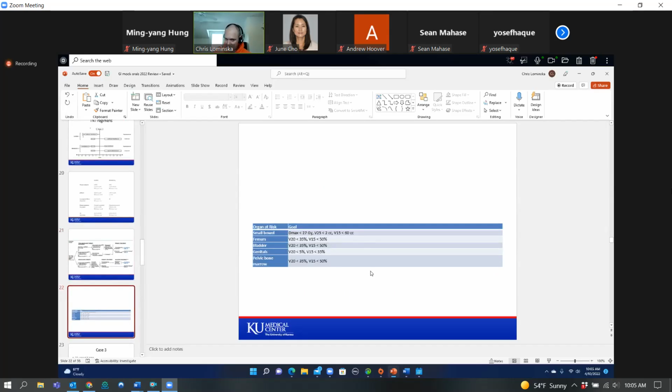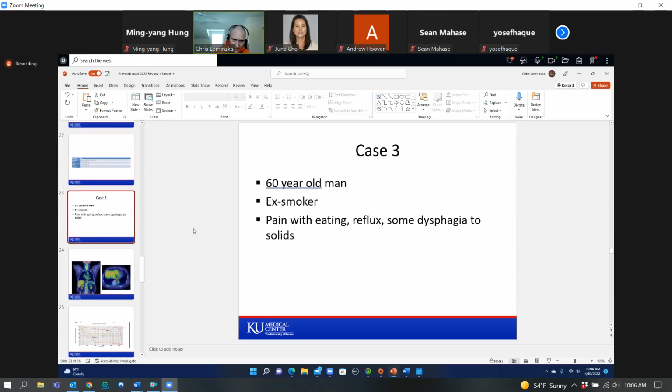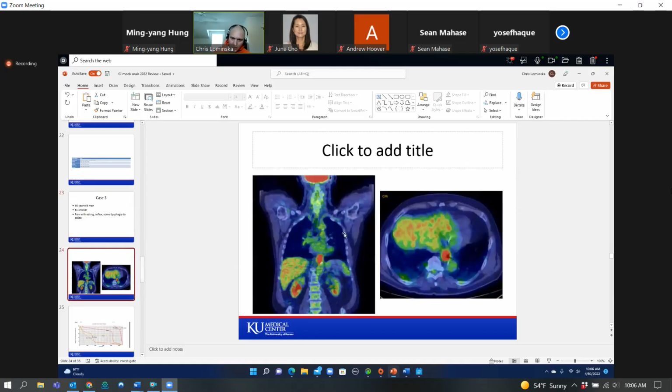And I put in my slide deck, these are constraints that you can use for your short course patients if needed. So the first two cases took a fair amount of time for most of my examinees. The third case, I was trying to focus a little bit more on evaluation of a dose volume histogram and making sure everyone was comfortable with that. So this was a GE junction esophageal adenocarcinoma with the PET scan indicated below.